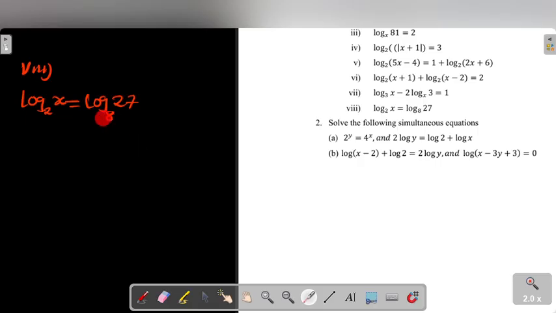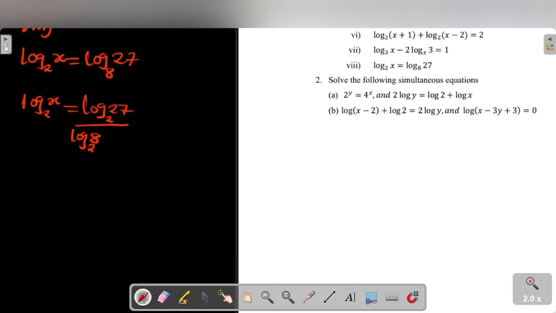So we can change this base 8 to base 2 using the same method that we used on the previous question. So now we have log of x base 2 equal to log of 27 over log of 8, where the logs are now base 2. That's how we are doing it. Here we have 27, and this side we have 8.